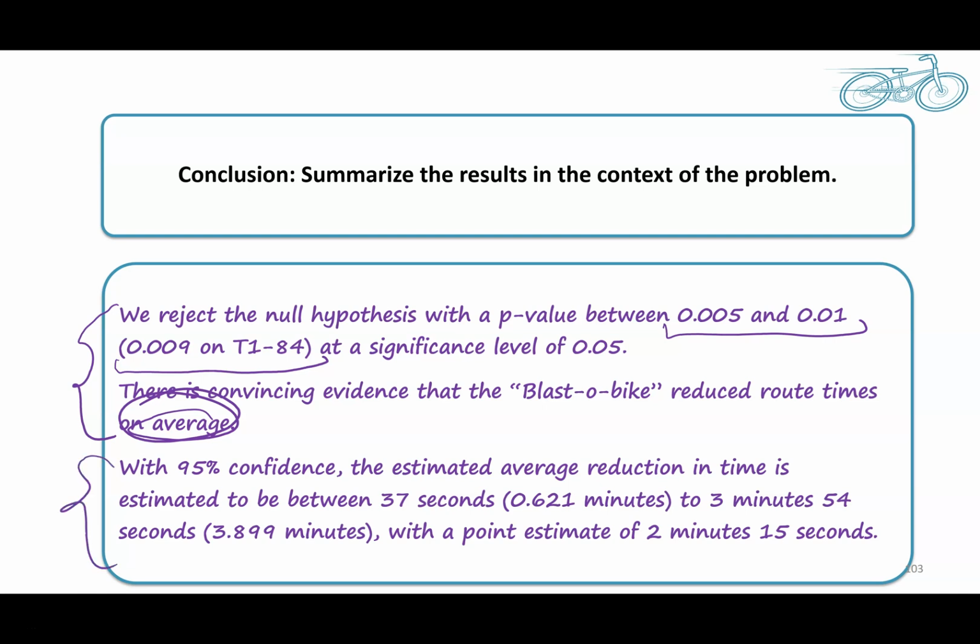So then, with that confidence interval we just found, with 95% confidence, the estimated average reduction in time is estimated to be between 37 seconds to 3 minutes 54 seconds, with a point estimate of 2 minutes and 15 seconds when using Blasto bike. It needs to be super clear, my order of direction, like, am I improving on the standard bike or am I improving on the Blasto bike? It needs to be really, really clear. So that's our Blasto bike example.